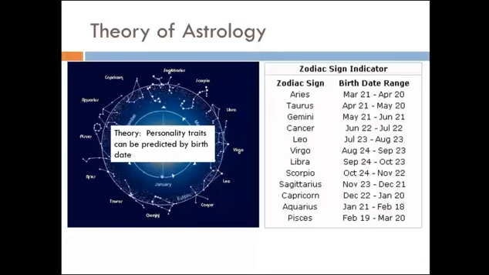Now, we're going to go with the theory of astrology being that personality traits can be predicted by birth date. Okay, now I'm going to let you hold here. We're going to come back in our next lecture and pick up with a test of the theory of astrology.